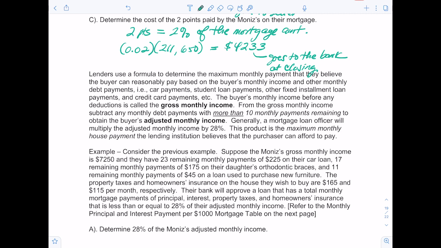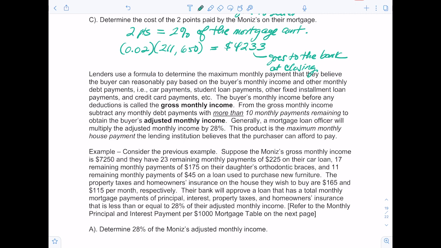We're going to consider the previous example. Suppose that the Monazes' gross monthly income is $7,250. As you read, the gross monthly income is the monthly income before any deductions are taken out, like for Social Security, for any medical coverage and things like that. Okay, union dues.